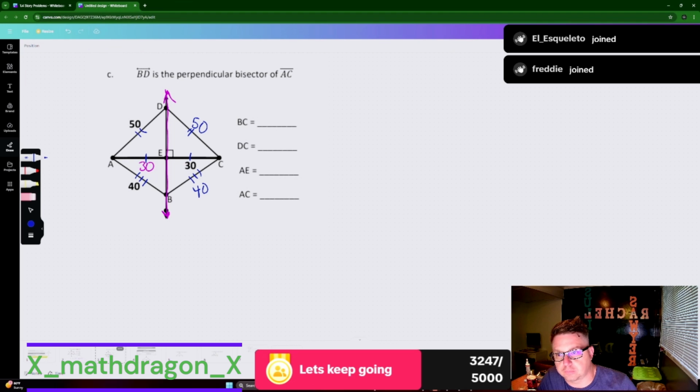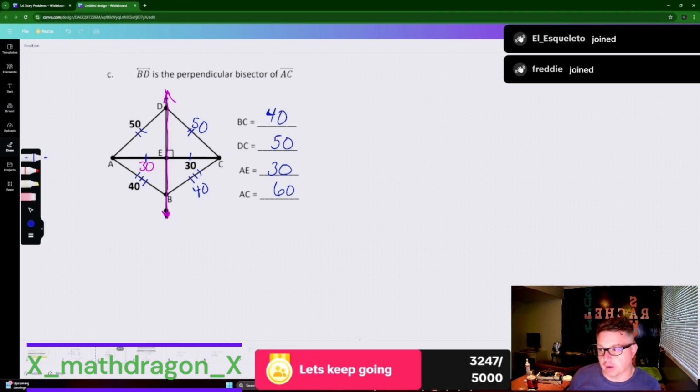All right. So now that we have everything labeled that we know, we could find BC. BC is 40. What about DC? Well, DC is 50. AE is 30. And then AC all the way across again is going to be 60. Now we're going to start pulling in to find BE and DE, but that's going to be our second step. So once we have all of that, our second step's going to come along, okay?